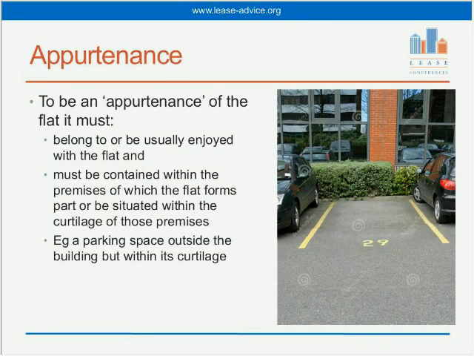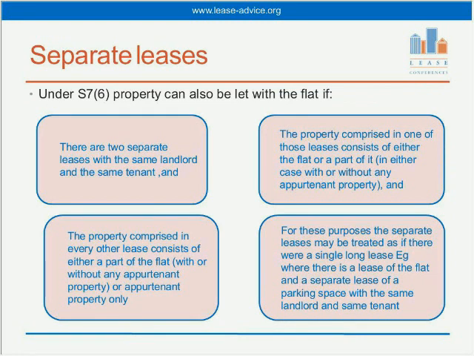Well, to be an appurtenance of the flat, going back, it's got to belong to or be usually enjoyed with the flat, contained within the premises of which the flat forms part, or be situated within the curtilage of those premises. That's an interesting one, the curtilage of those premises, because it's easier to work out what the curtilage of premises is if it's a leasehold house, but less so when it's a ground floor flat. But I envisage it means things like a parking space outside the building, but within its curtilage. Now, there might be separate leases of the flat and of an appurtenant property, a separate lease of a flat, a separate lease of a garage. They can be read together as one single lease, so long as they have the same landlord and the same tenant.